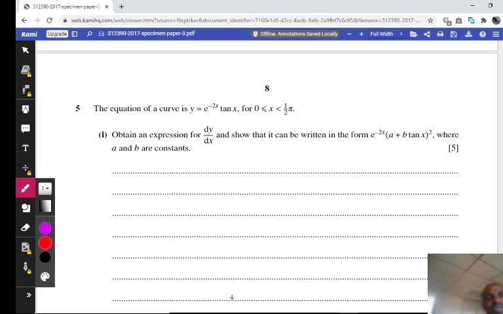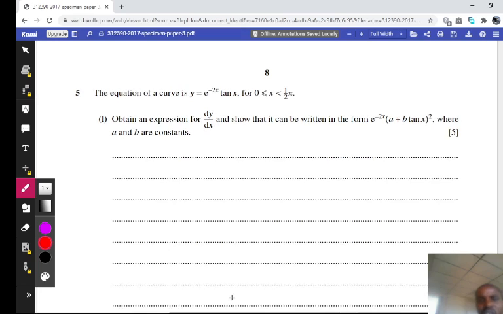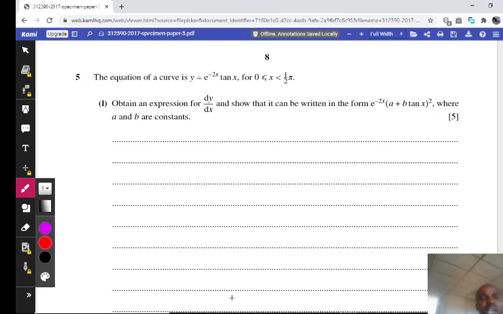The equation of a curve is y equals e to the power minus 2x tan x for x lies between 0 and 1 over 2 pi. Obtain an expression for dy/dx, that's the first derivative, and show that it can be written in the form where a and b are constants. Right, so let's show that we can write it in that form.